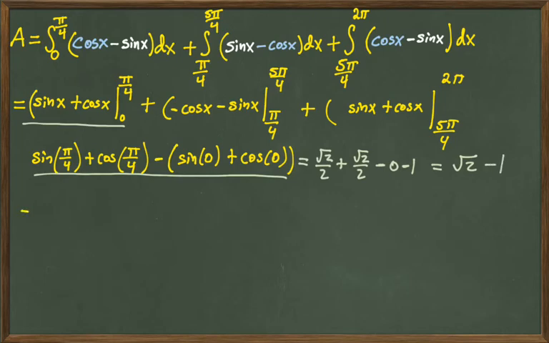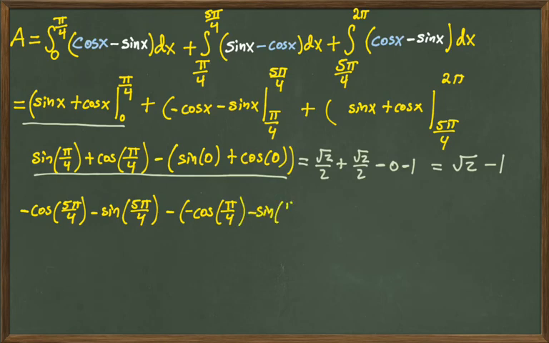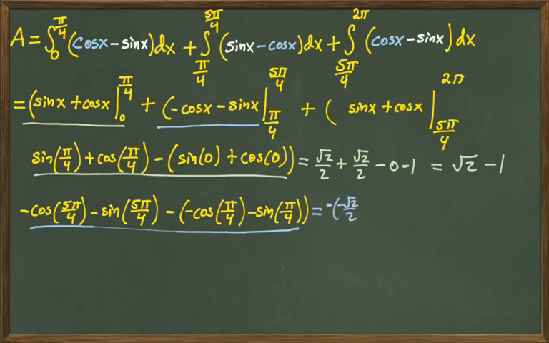Okay, well, let's go ahead and do the second one. So minus cosine of 5 pi over 4 minus sine of 5 pi over 4 minus negative cosine of pi over 4 minus the sine of pi over 4. Okay. All right, so cosine and sine of 5 pi over 4 are going to be negative root 2 over 2. Because it's minus cosine and minus sine, that's going to have a double negative. It's going to make them positive root 2 over 2. So we'll go ahead and write the double negatives here.